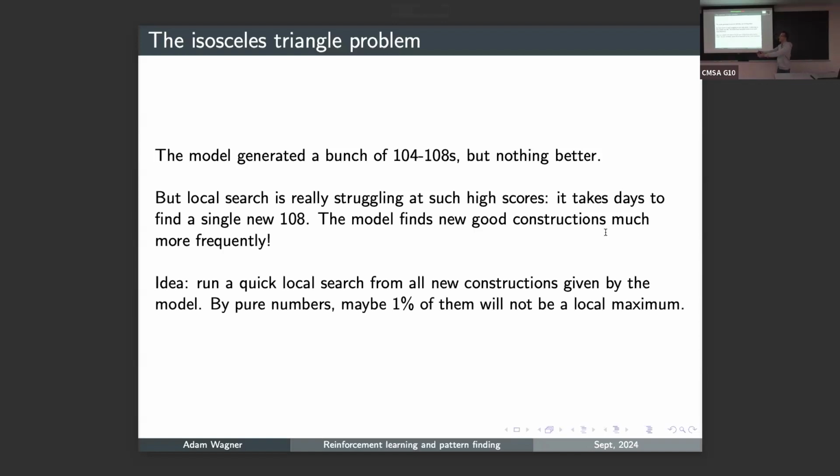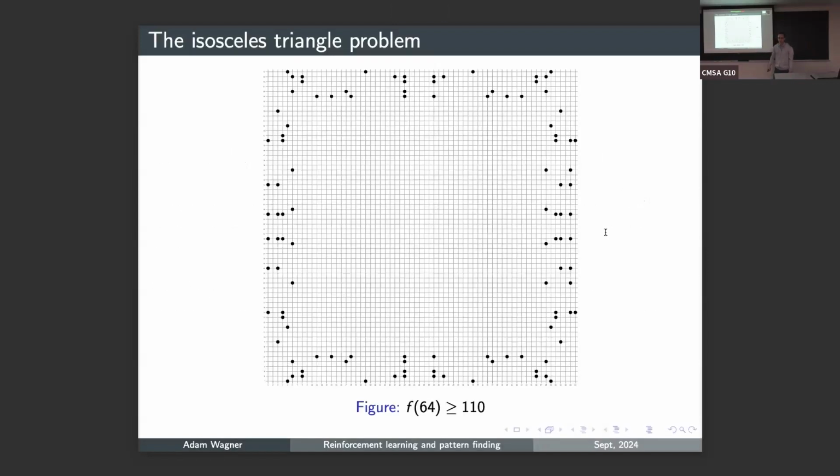So how about we take every single output of the transformer and launch a tiny, very silly local search from all of these, and see if we can improve one of them by virtue of them not even being locally optimal. That was our idea. We tried it and it immediately went up to 110 after us being stuck on 108 for about 3 months.